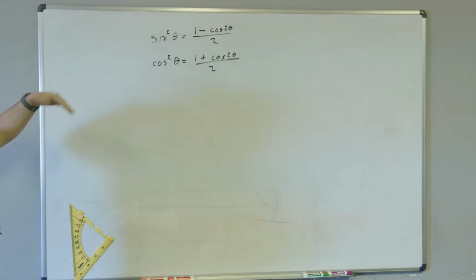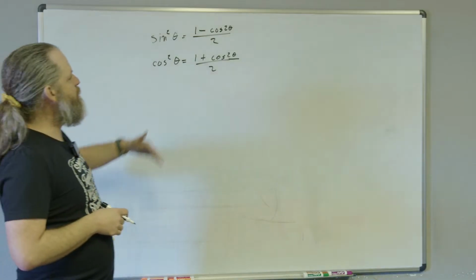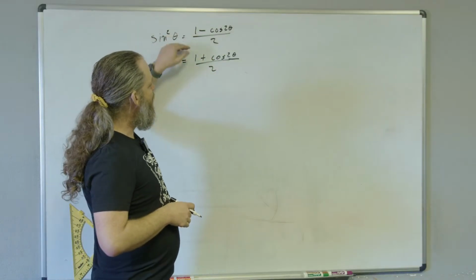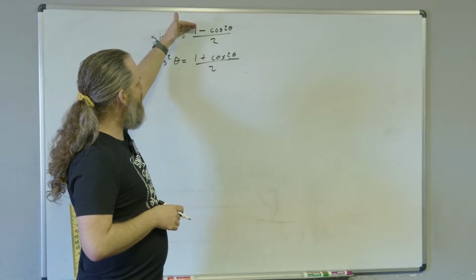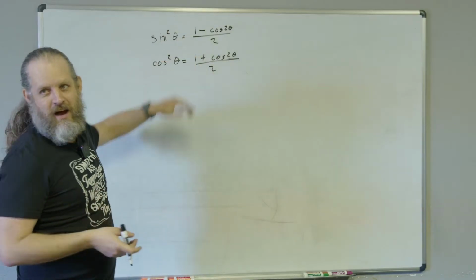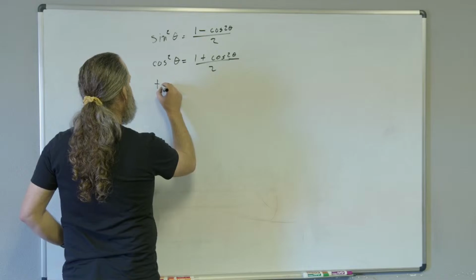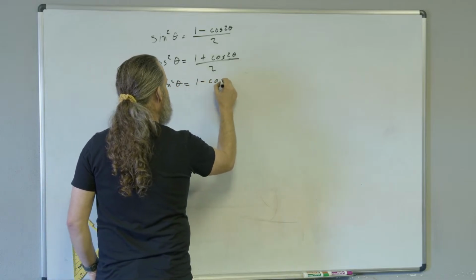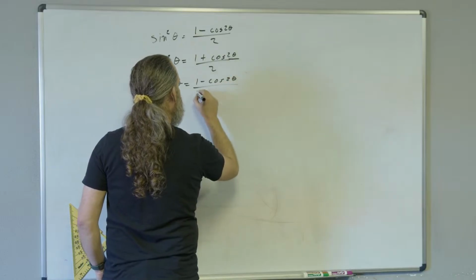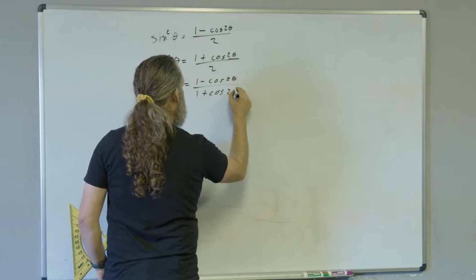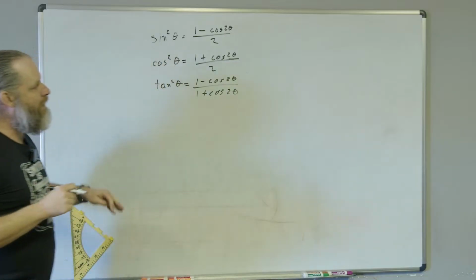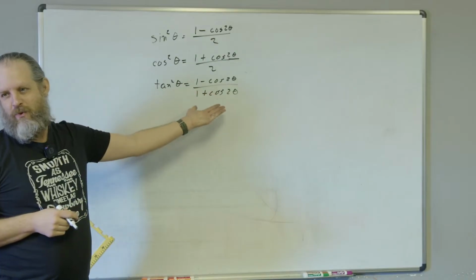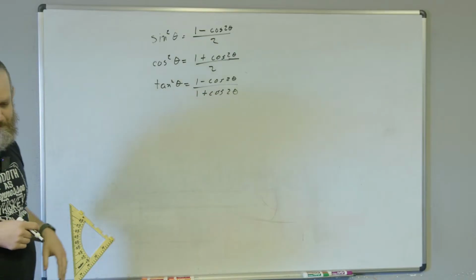Tangent is sine over cosine, right? So we can just put this over this, and we get tangent, and when we divide, the 2's cancel. So tangent squared theta is 1 minus cosine of 2 theta over 1 plus cosine of 2 theta. One more reason to write the identities in a single trig function, because when we go to tangent, we just get 1. Easy peasy.